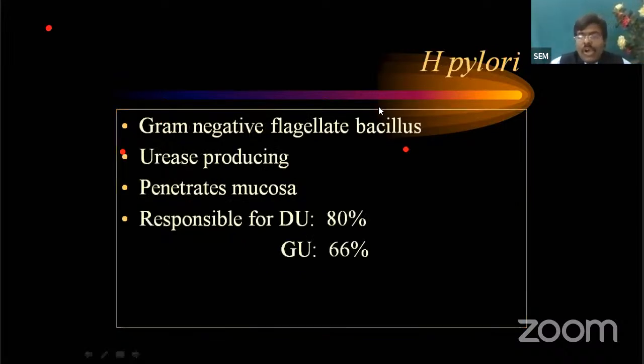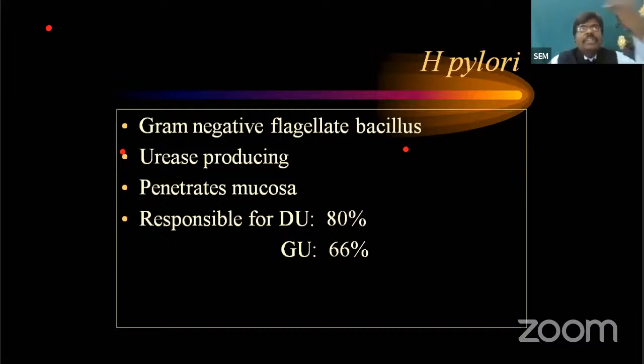H. pylori. How many of you know about H. pylori? Take it from me, the important areas you have to remember. It is a gram-negative bacilli. Motile. It is flagellated. Okay, it is a highly motile organism. It is a urease producing organism. It's the only organism having this capacity to thrive in the hostile acid environment of the stomach.